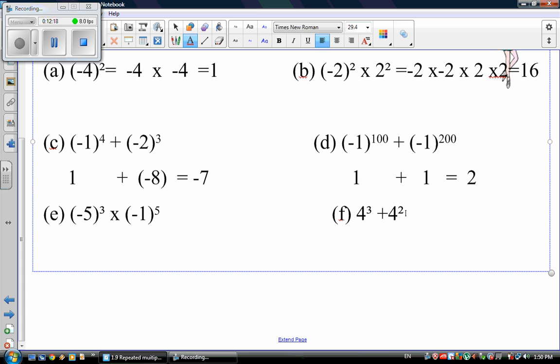Try number E. Negative 5 to the power 3 equals negative 125, multiplied by negative 1 to the power 5 equals negative 1. And then we have to multiply the two answers. Negative multiplied by negative will be positive. 125 multiplied by 1 equals 125.